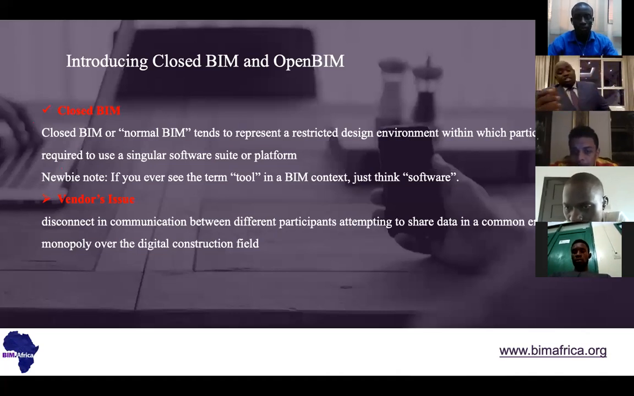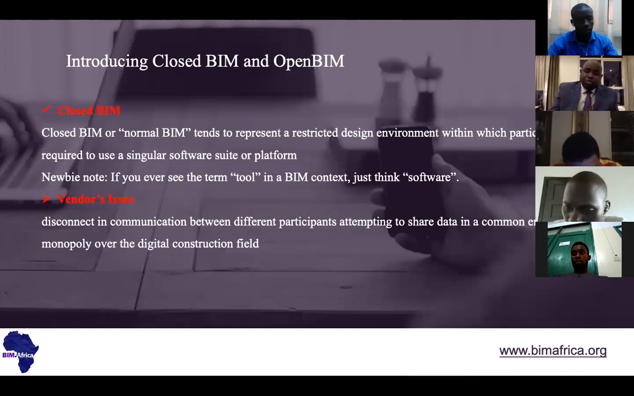You see someone saying that, okay, I'm using Revit and Autodesk, whatever, for us to achieve BIM. If you restrict it, it's a disconnect in communication between different parties. Those are things that are being influenced by the vendor organization. You see Autodesk forcing people to think that BIM is all about making everyone use the Autodesk material so that we can all know.